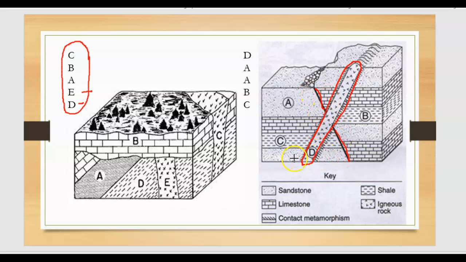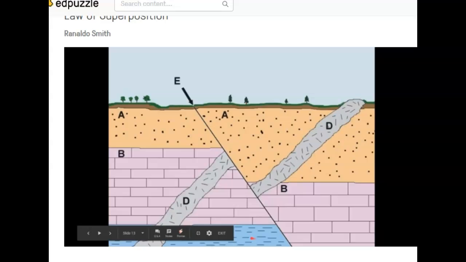So here I have my C. Layer C is first, then layer B because it got pushed up, then A, then D. And that's all we're looking at. We're trying to read the rock layers and see what came first, second. Okay, so we're looking at another example here.